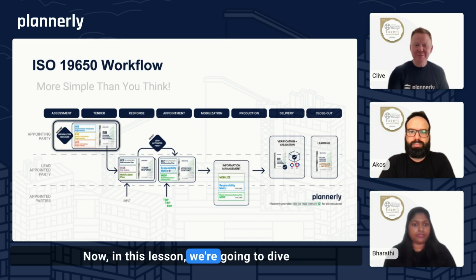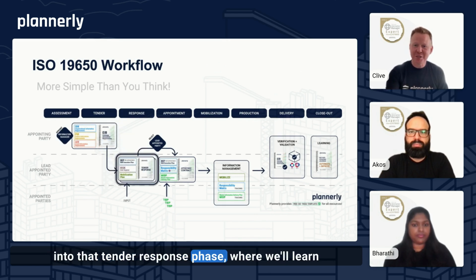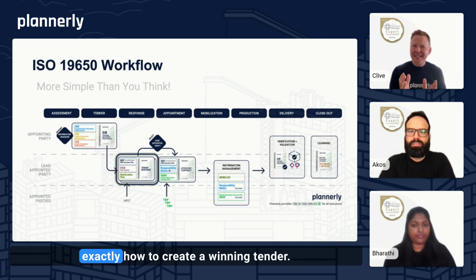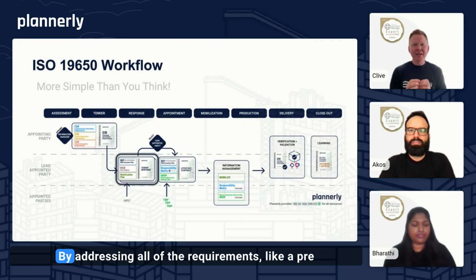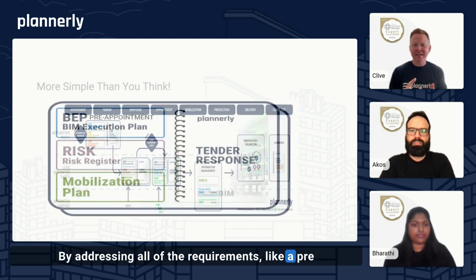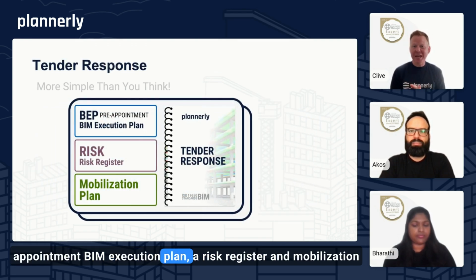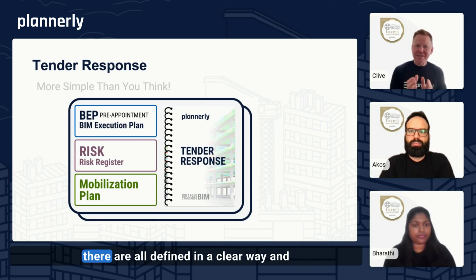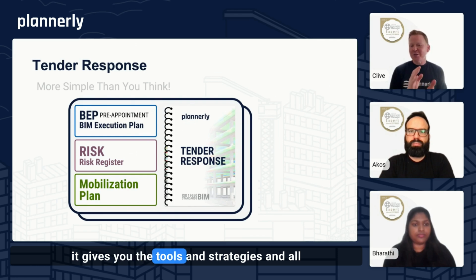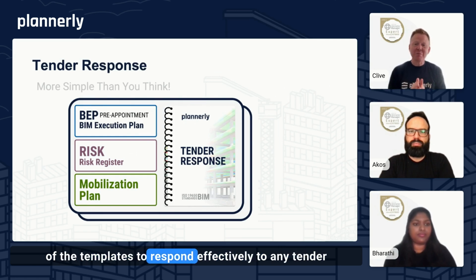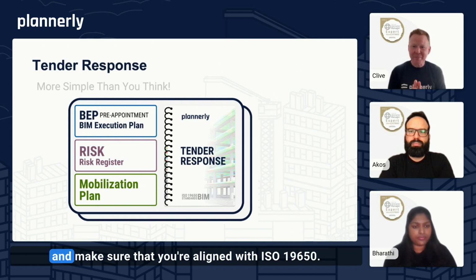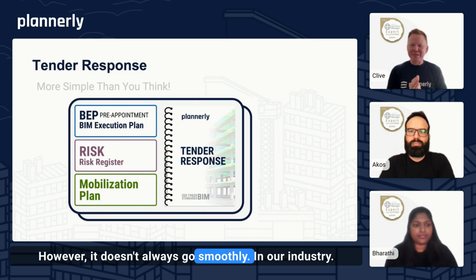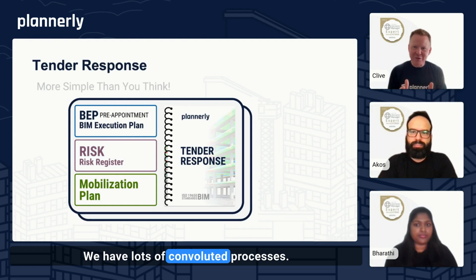Now, in this lesson, we're going to dive into that tender response phase, where we'll learn exactly how to create a winning tender. By addressing all of the requirements like a pre-appointment BIM execution plan, a risk register, and mobilization plan, we can make sure that the three pillars there are all defined in a clear way, and it gives you the tools and strategies and all of the templates to respond effectively to any tender and make sure that you're aligned with ISO 19650. However, it doesn't always go smoothly. In our industry, we have lots of convoluted processes.